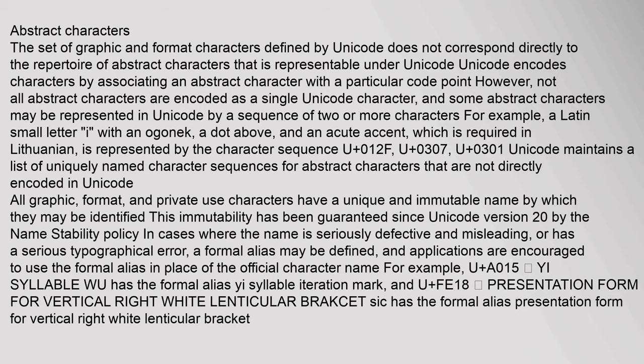All graphic, format, and private use characters have a unique and immutable name by which they may be identified. This immutability has been guaranteed since Unicode version 2.0 by the name stability policy. In cases where the name is seriously defective and misleading, or has a serious typographical error, a formal alias may be defined, and applications are encouraged to use the formal alias in place of the official character name. For example, U+A015 Yi syllable WU has the formal alias Yi syllable iteration mark, and U+FE18 presentation form for vertical right white lenticular bracket (sic) has the formal alias presentation form for vertical right white lenticular brakcet.